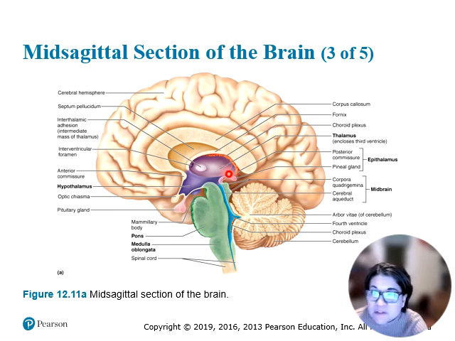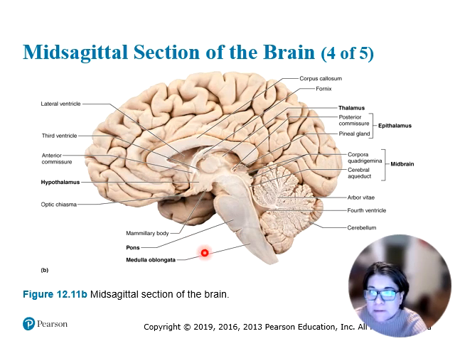Okay, so anyway, right here's the epithalamus. That includes the pineal gland. Hypothalamus is here, thalamus is here, and then the pituitary gland is right here. And the pituitary gland is your master gland, right?